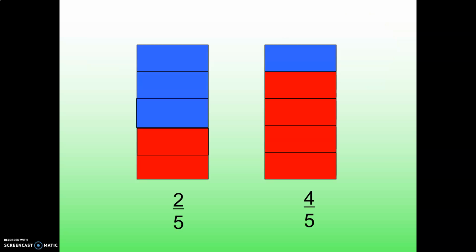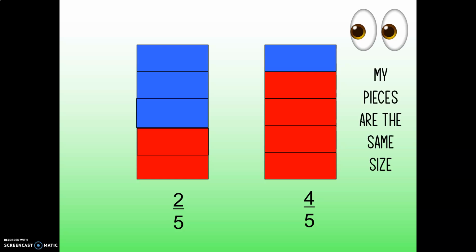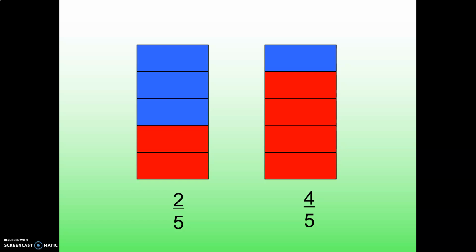Well, let's look at a model. Here, I have 2 fifth-size pieces and 4 fifth-size pieces. I'm noticing my pieces are the same size. And when the pieces are the same size, fifths, all I need to do is compare the number of pieces. I can see that 2 pieces is less than 4 pieces, so 2/5 must be less than 4/5.